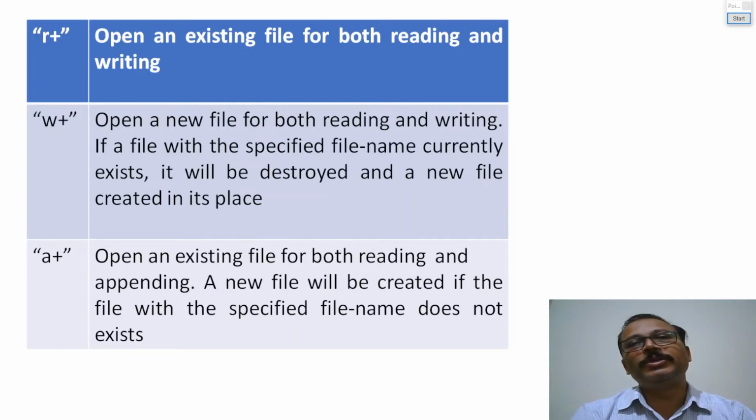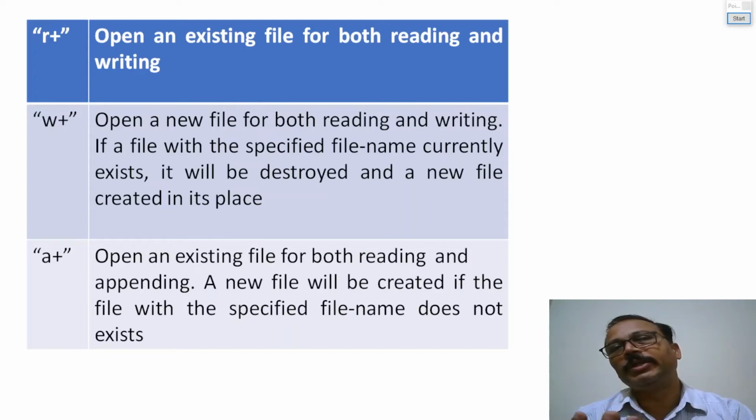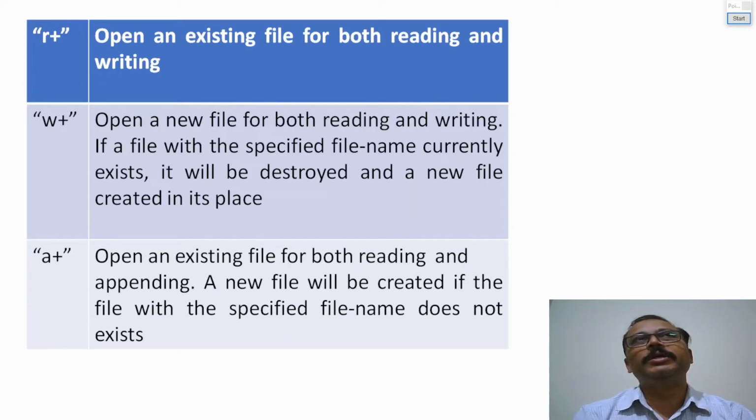So if you want to preserve the original file, then you go with r+, even if you want to do reading and writing both, r+. But if you are not bothered about the original file, then you go with w+. That means a new file is created, and you can read and write it. Definitely you write something and then read something from the same file. So whatever you are writing, you will be able to read.